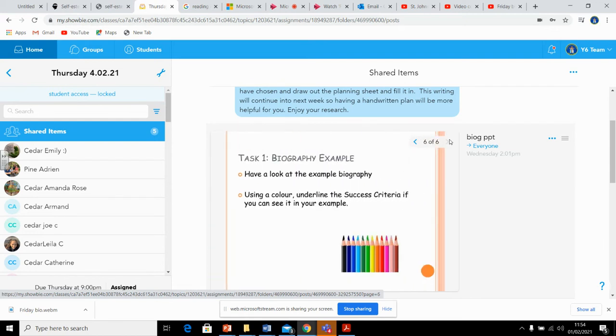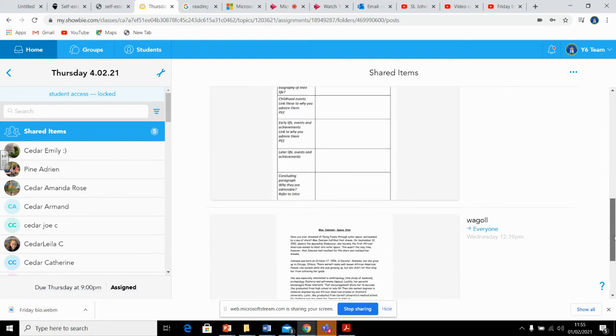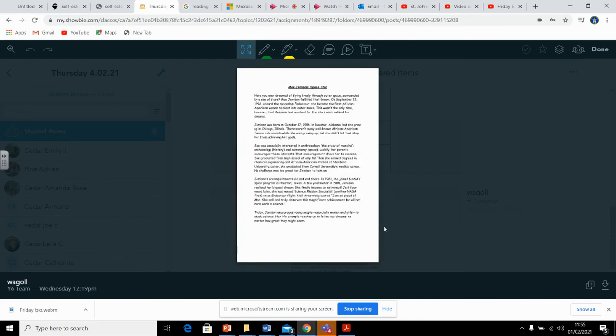Okay. So you've got the example biography below, which I'll just open here. As you can see, the opening is always explaining who the person is, why they're important, and what's special about them. So this one starts with a rhetorical question. Have you ever dreamed of flying freely through outer space surrounded by a sea of stars? Mae Jemison fulfilled that dream. On September the 12th, 1992, aboard the spaceship Endeavour, she became the first African American woman to blast into outer space. This wasn't the only time, however, that Jemison reached for the stars and realised her dreams.